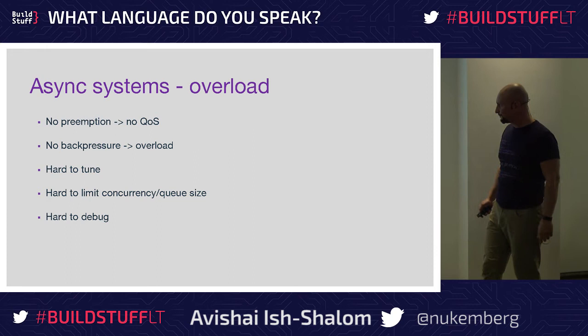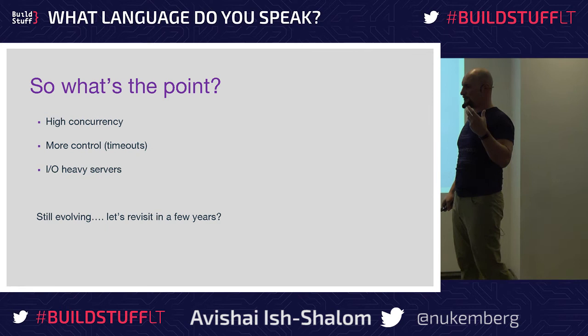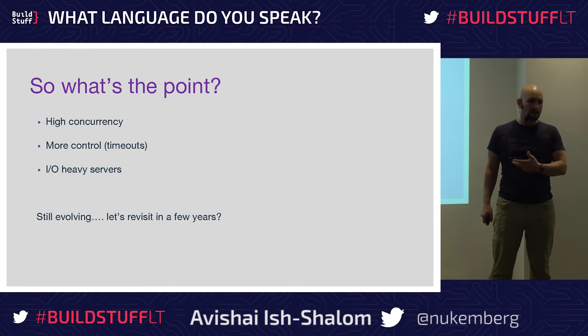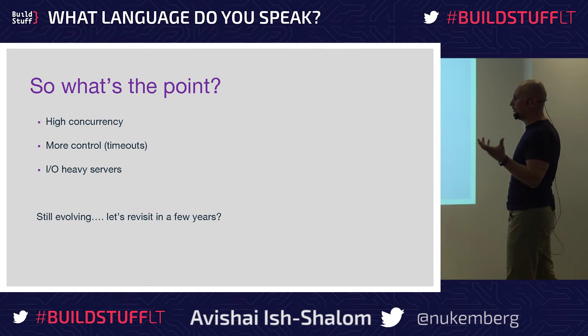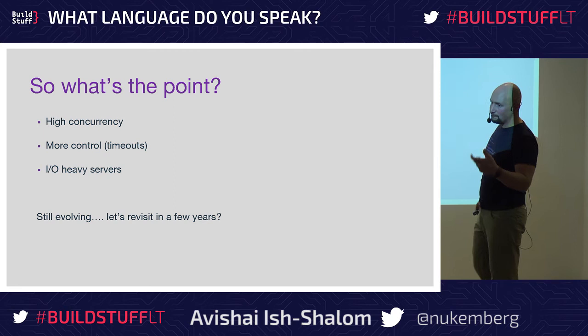So what's the point? Why is everyone using synchronous servers? First of all, because they're very efficient for high concurrency. In a threaded system, for every connection that you hold open, you have to allocate memory for the entire stack of the thread. This means around 1 megabyte in Java. For an asynchronous server, you just have to allocate the request objects. That can be tens of kilobytes. Also, you have more control. You have fine-grained control of the timeouts, which is also very nice. And for IO-heavy servers, because we have more efficient system calls we can use, this means fewer context switches. But this is actually a very, very rare case.